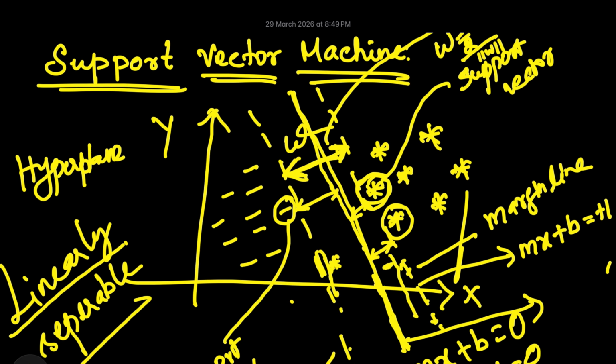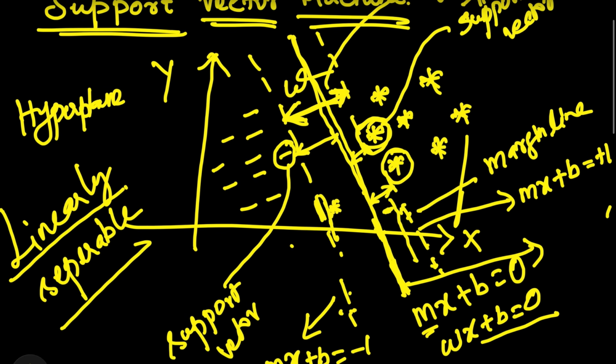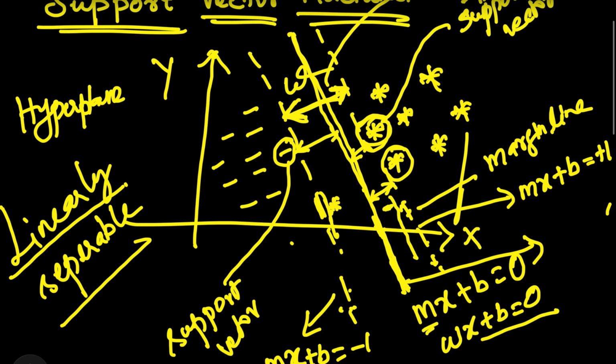So basically, a width should be larger, which helps us to clearly define two different classes. The width can be mathematically defined as 2 divided by the magnitude of the vector. And here the left and right margins can be drawn with the help of support vectors. The support vectors help us to define the margin lines. The right margin is given by the equation mx plus b equals plus 1, since it defines the positive line, and the left side defines the negative margin line, so it is defined as mx plus b equals minus 1.